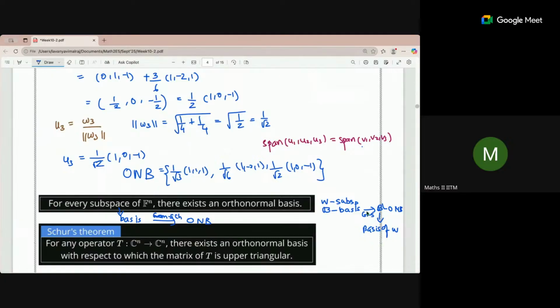Okay, because of this spanning property, the basis you obtained from here is also a basis of this exact same subspace W. Clear?